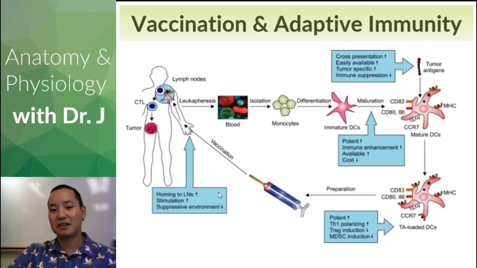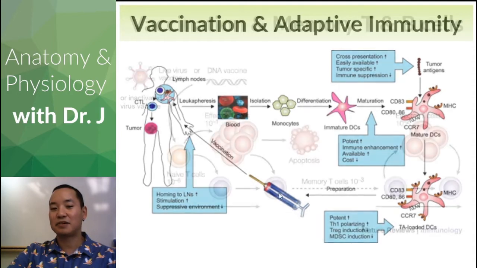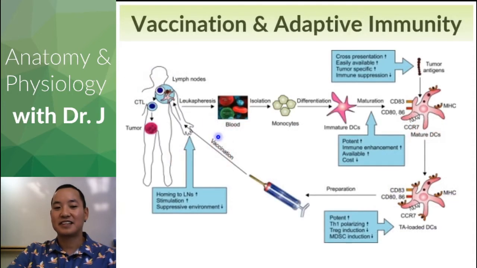I know this is very complicated. Am I expecting you to know all of this? Not really. What's happening here is you're introducing the antigens from a pathogen into your bloodstream. And again, here we have our dendritic cells, and they're hopefully going to present the antigens from the vaccine to the rest of your immune cells.